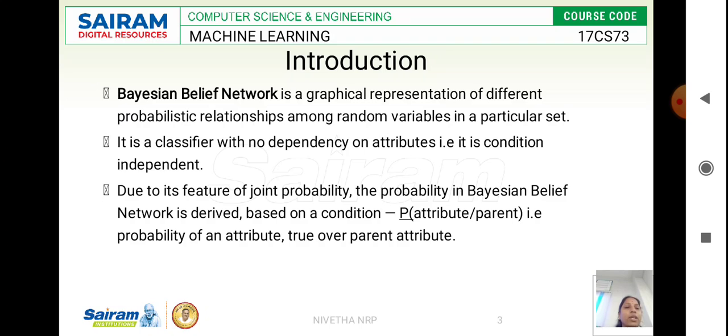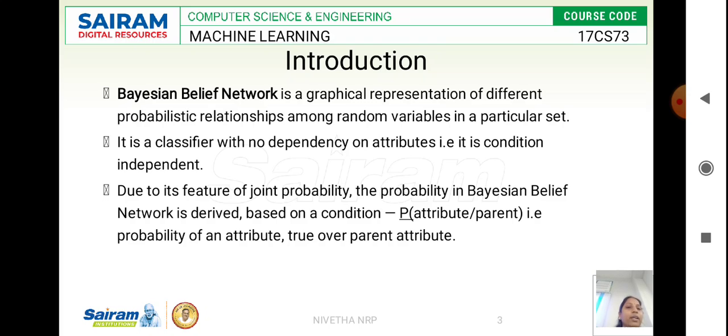The Bayesian belief network is only a graphical representation of different data and their relationships among the variables from the given data sets. From the given data sets we have several variables, and all those variables will have a relationship with each and every attribute. We represent the relationship existing between them through the network, and in that network we implement the Bayes theorem. That is what is called a Bayesian belief network.